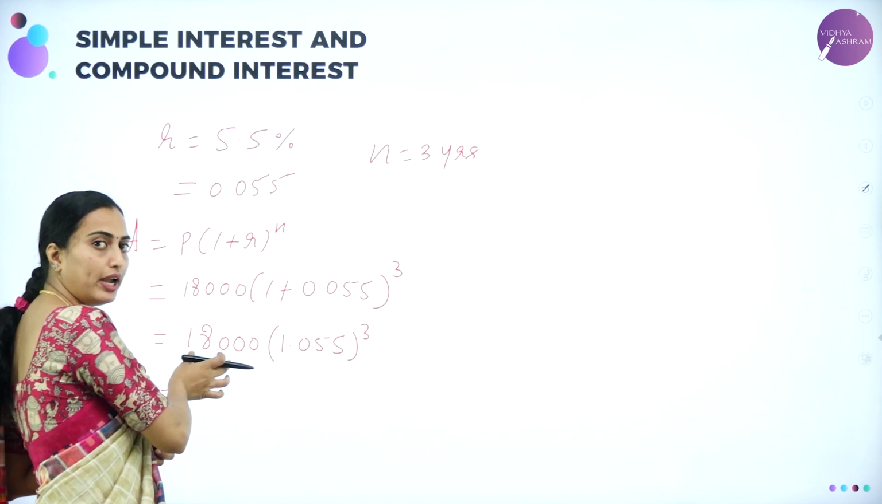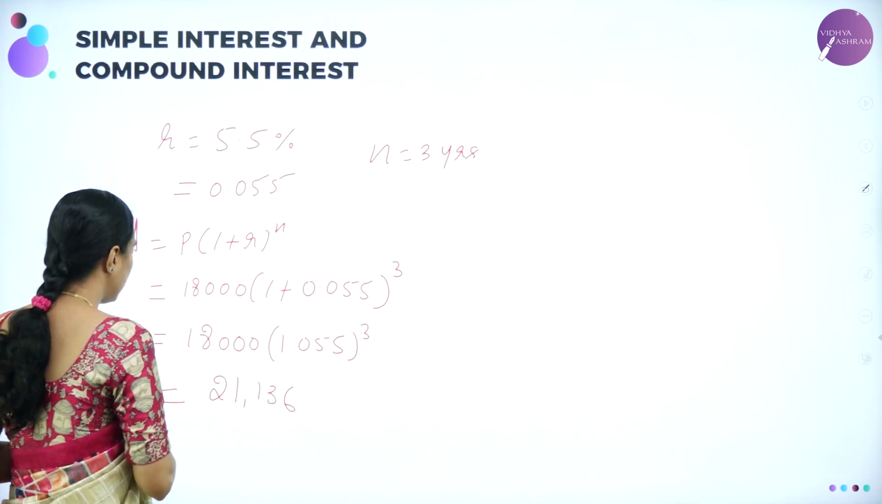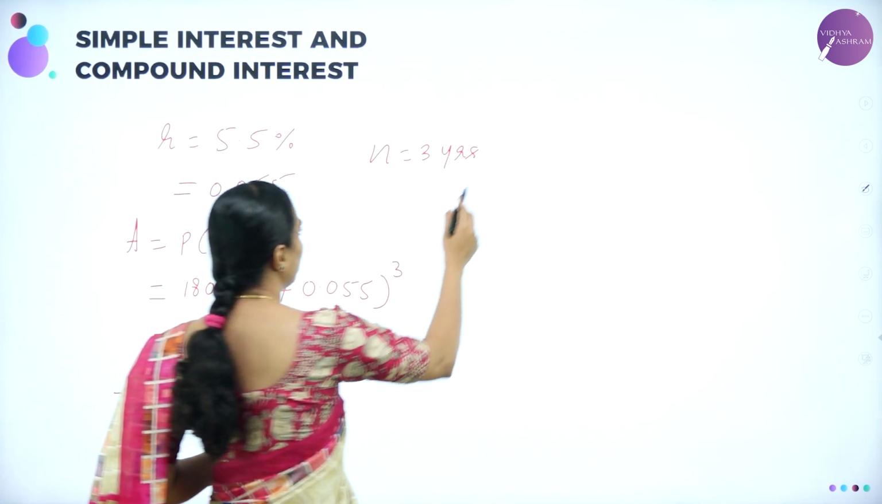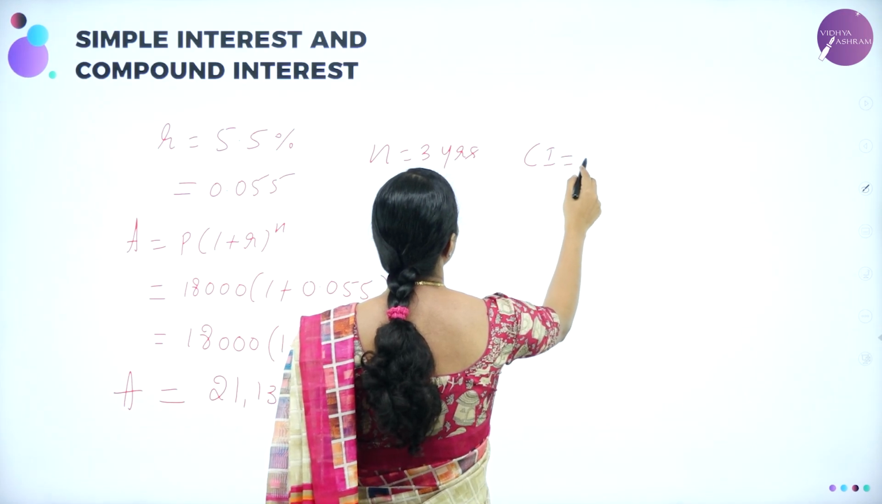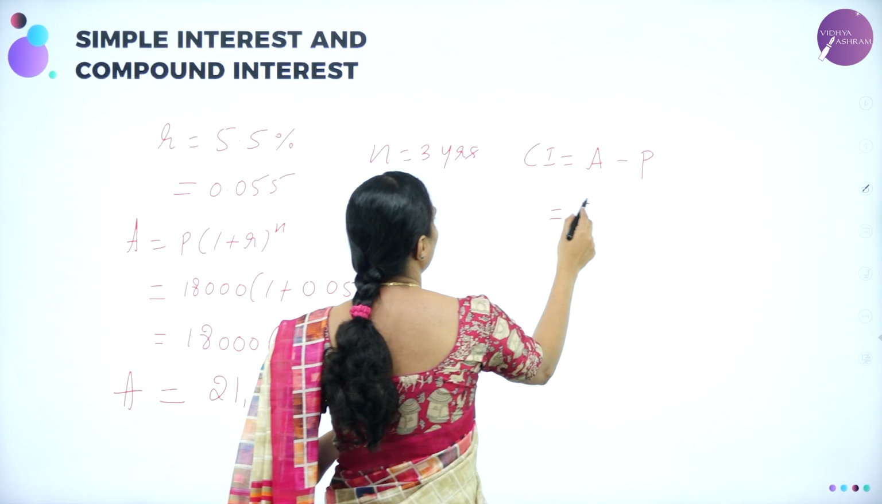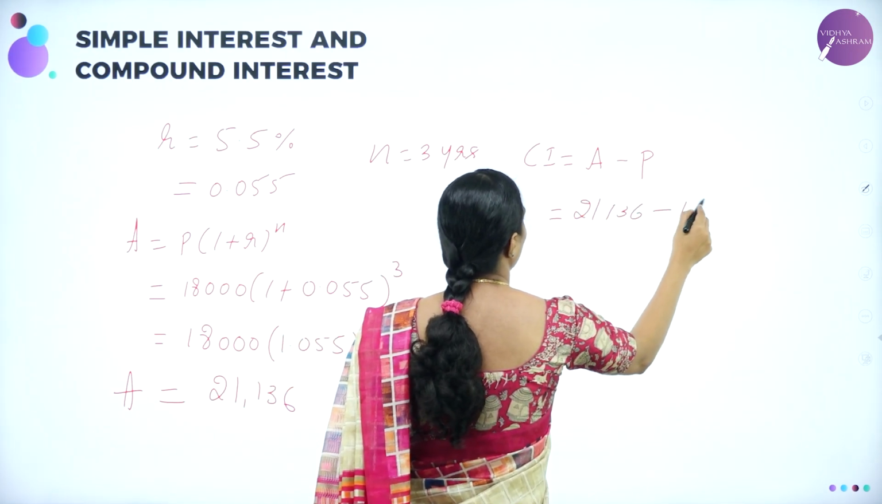1.05 whole cube into 18,000 is 21,136. This is your A. Now why do I want A? Because compound interest is equal to A minus P. What is A? A is nothing but 21,136 minus P, which is nothing but 18,000.